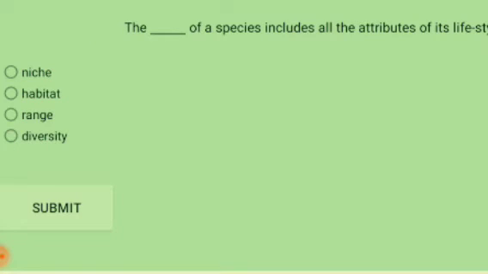The dash of a species includes all the attributes of its lifestyle. Option A, niche. Option B, habitat. C, range. D, diversity. Option A is correct.